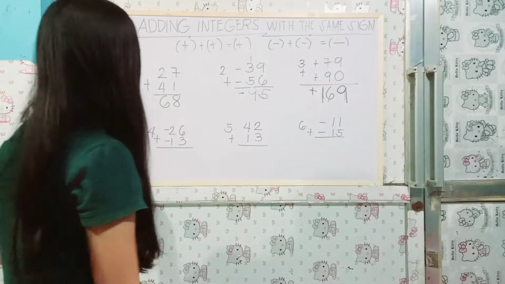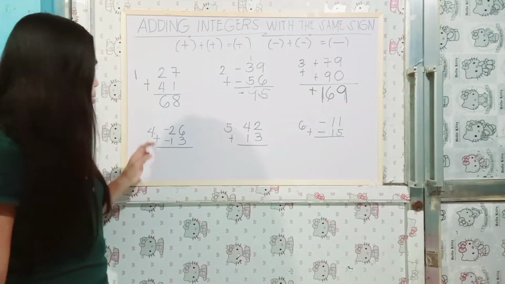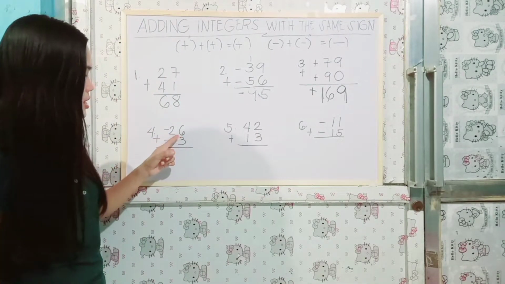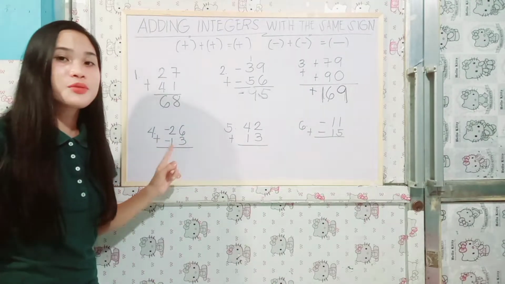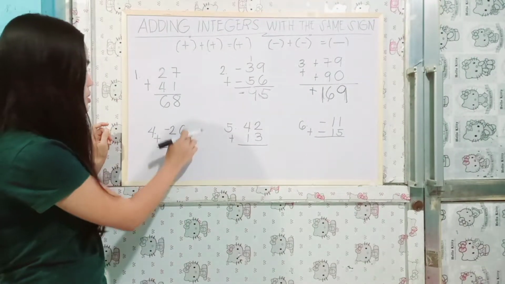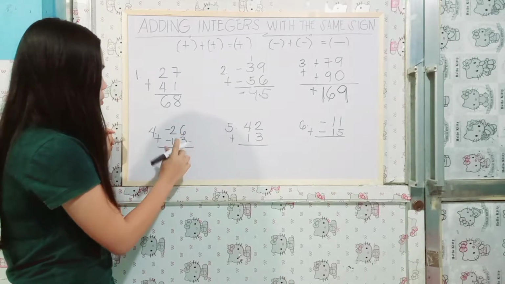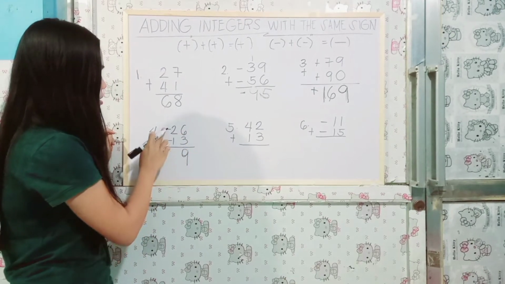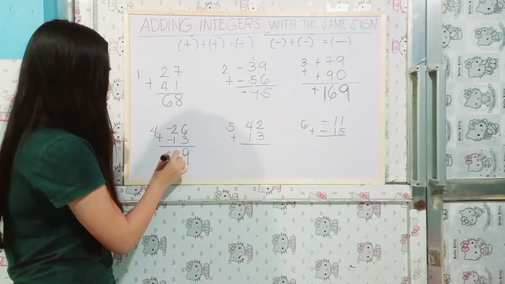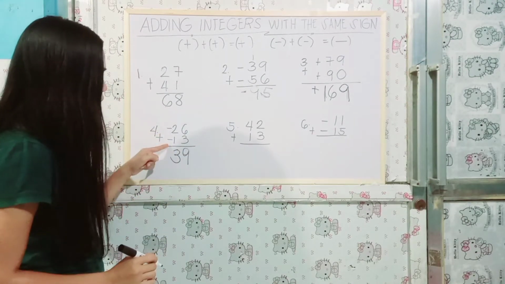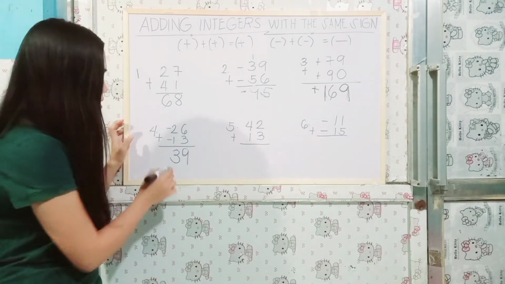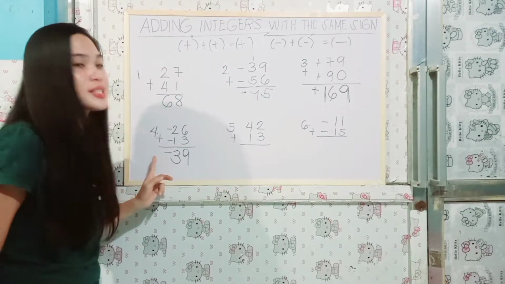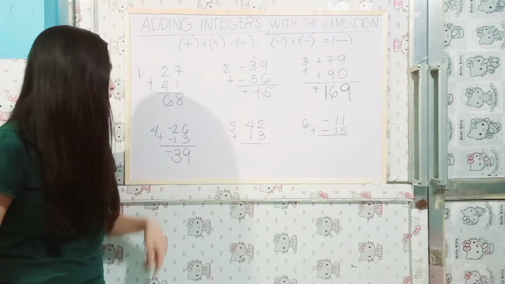Okay? Next, we have number 4, negative 26 plus negative 13. So let's add the absolute value. 6 plus 3 is 9. And then 2 plus 1 is 3. And then copy the common sign, which is negative. So the answer is negative 39.